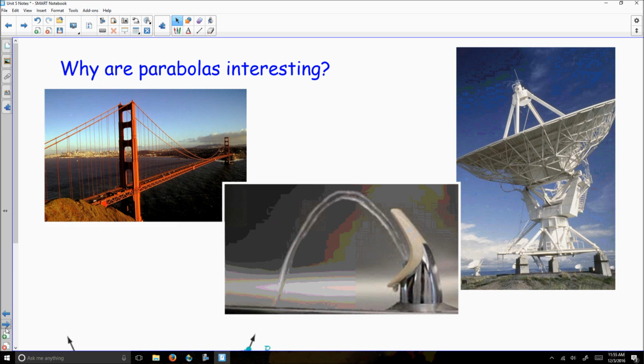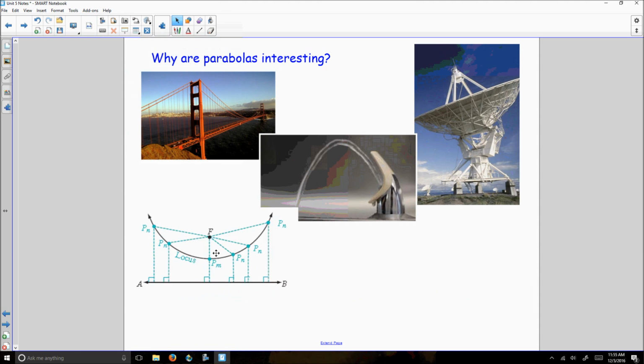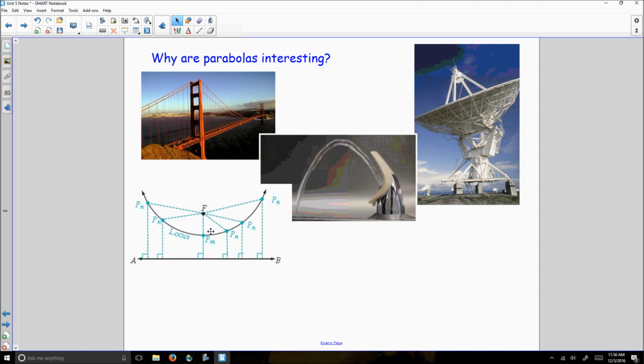Parabolas are very interesting because they show up again and again in nature. Here are some examples. The Golden Gate Bridge in San Francisco follows a parabolic arc for the suspension cables which hold it up. Water shooting out of a water fountain follows a parabolic arc. And satellite antennas also follow a parabolic arc. The reason for this has a lot to do with the properties of the parabolic shape.